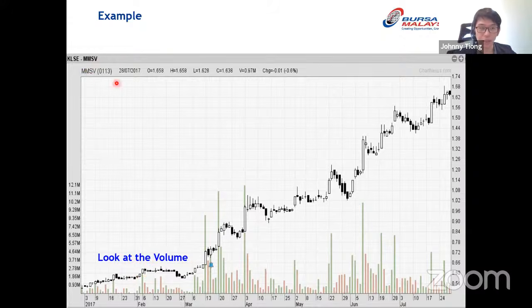This is one of the Malaysian technology stocks, MMSB. I'm only taking around 5 samples, I mean the 5 highest volumes. You can take more, no problem, I just take 5.